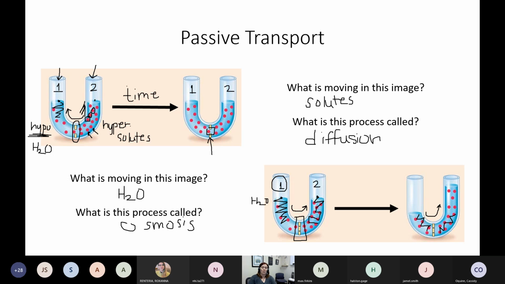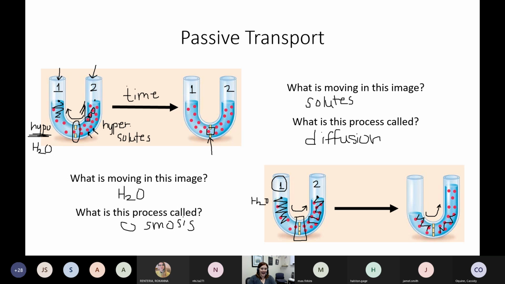Things are always moving from where there's a lot of me to where there's a little of me. Sometimes that means we're moving the red dots. Sometimes that means we're moving the water. Whatever I have a bunch of to what I don't have a lot of. So great clarifying question.